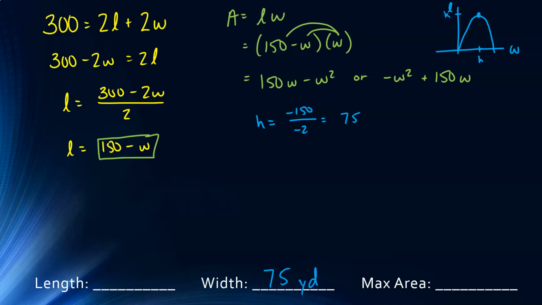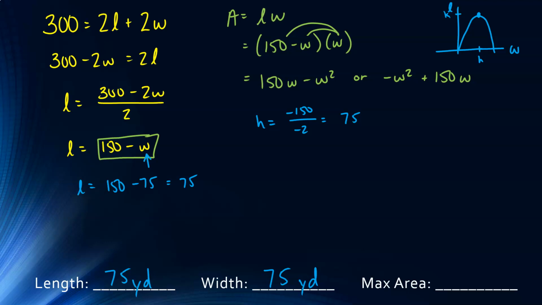All right, so we just found that the width is 75 yards. To find the length, we're going to put 75 in here for W. So we'd have 150 minus 75, and 150 minus 75 is also 75. So the length is 75 yards. So this is actually a square plot of land. It'll be 75 yards in length and 75 yards in width.